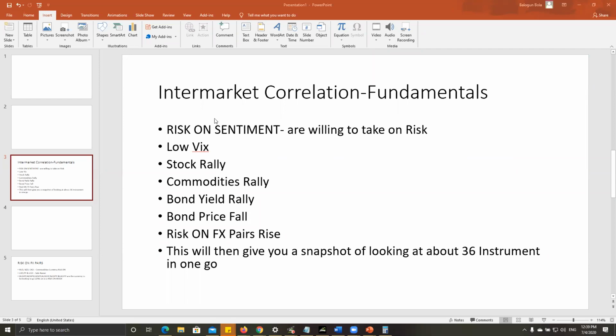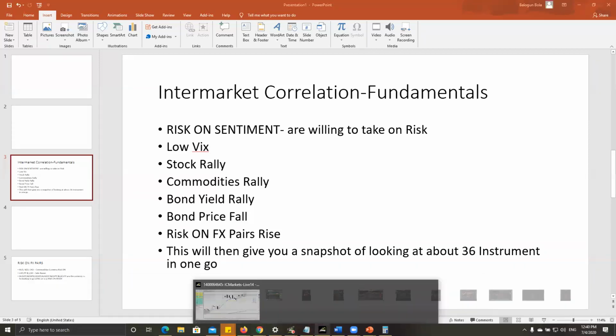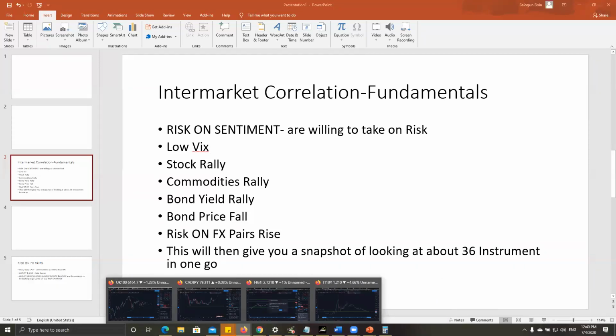So we're talking about understanding intermarket correlation. We've looked at about 28 charts today. On that, we talked about risk-on sentiment and how to understand it. We've looked at the VIX needing to be low, and the stocks needing to rally, right? I'm just recapping for those of you just joining in.